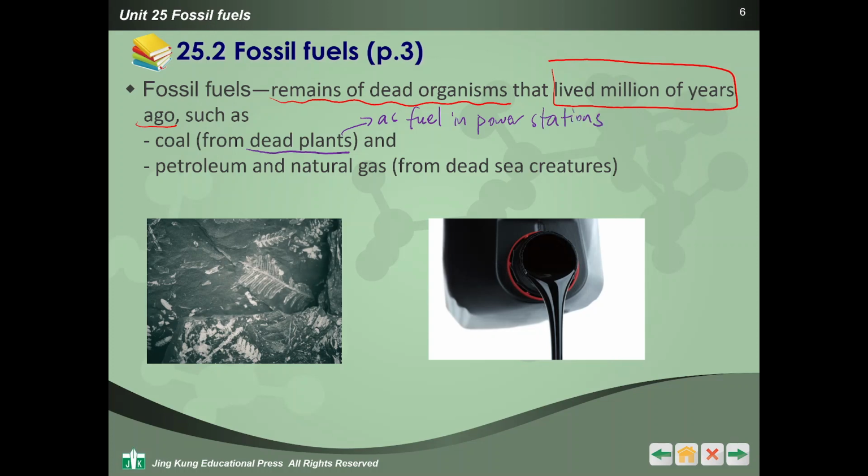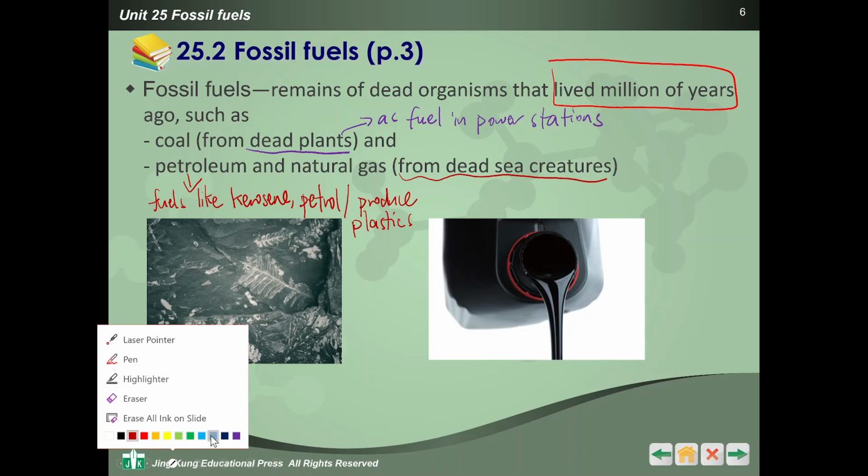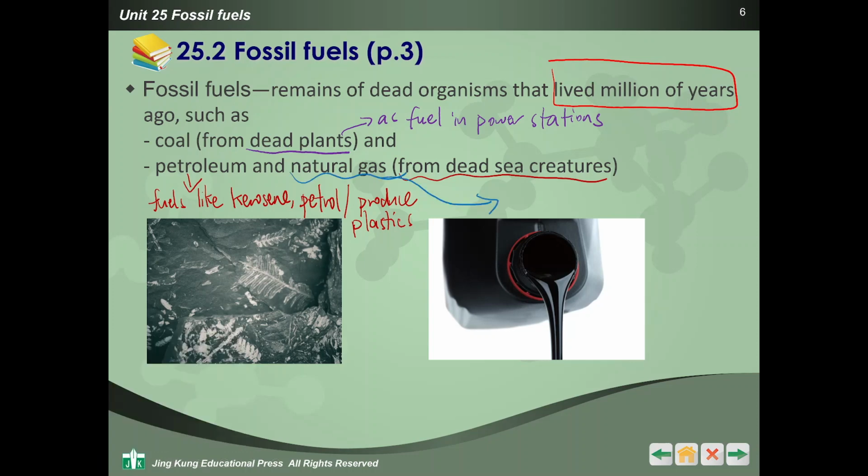And we have two other types, which are petroleum and natural gas. Petroleum, we mainly use for fuels like petrol, kerosene, or heavy oil, or to produce plastics. I would like you to notice that we get petroleum and natural gas from dead sea organisms or marine organisms. So coal comes from plants, while petroleum and natural gas come from sea organisms. You'll learn all of them later. Natural gas, on the other hand, is not the natural gas that some of you may be thinking about, but mainly we use it as fuel for domestic cooking.